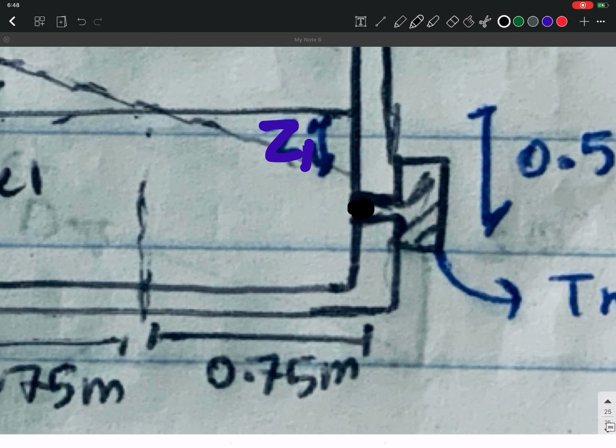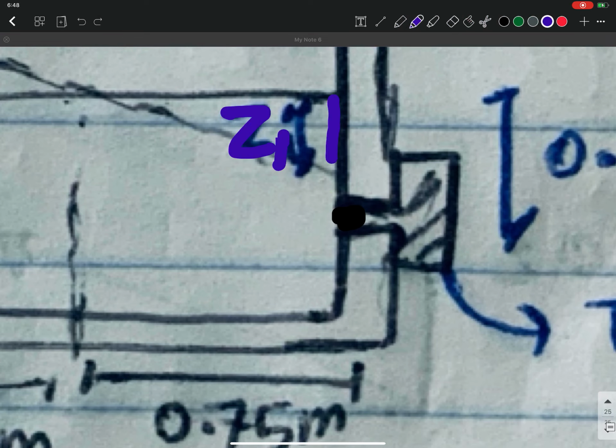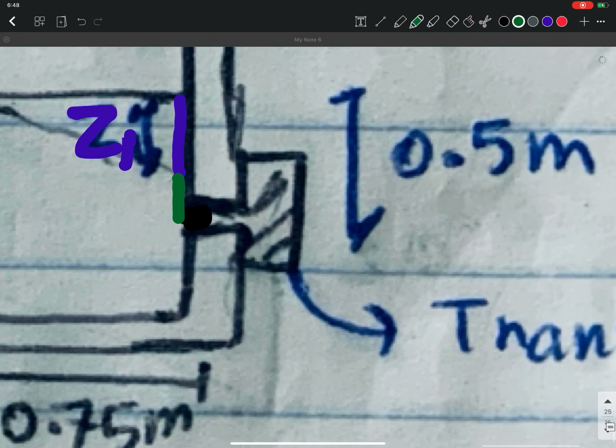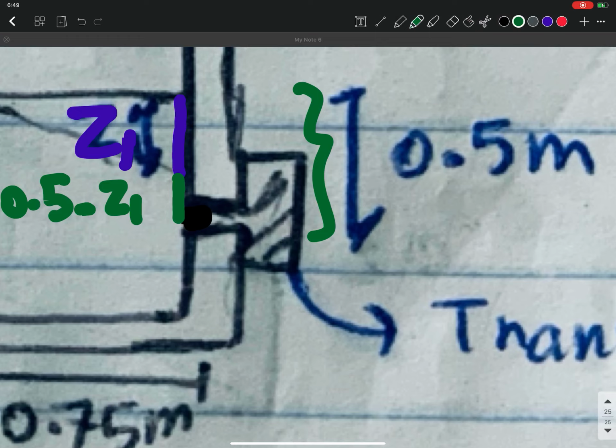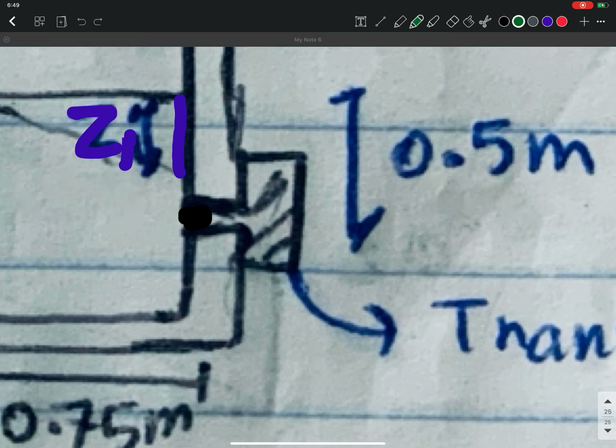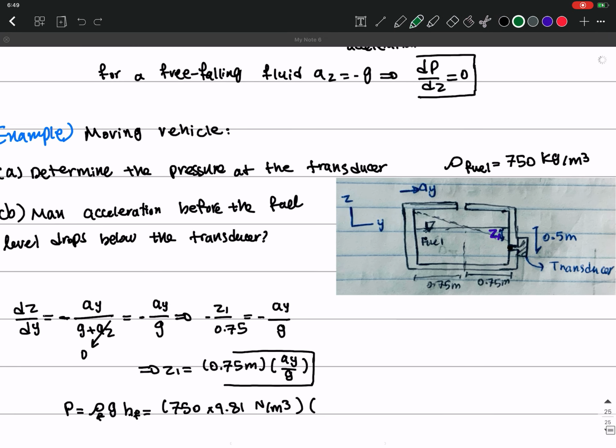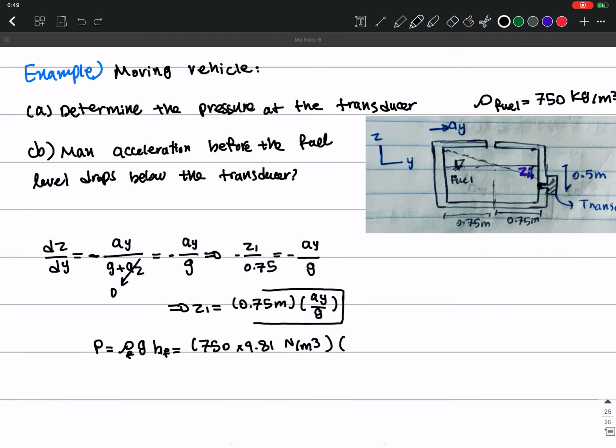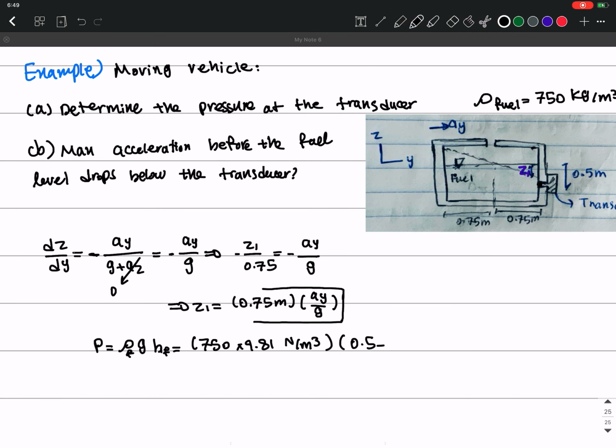Let me just zoom so you better see it. This is Z1. From here to here is Z1. And then from here to here, this green one is going to be 0.5 minus Z1, right? Because the whole thing is 0.5. So this green one is going to be 0.5 minus Z1. So let me write it down. 0.5 minus Z1. What is Z1? Z1, I just write it from here.